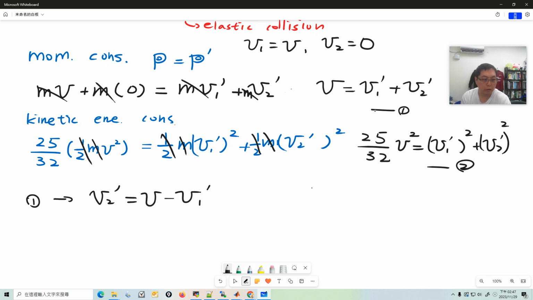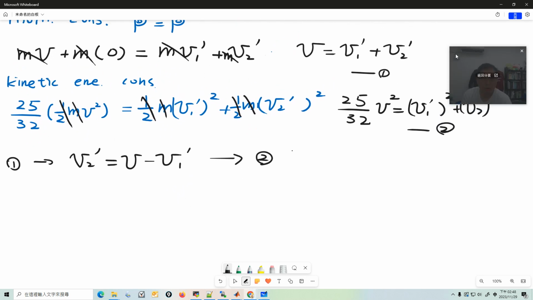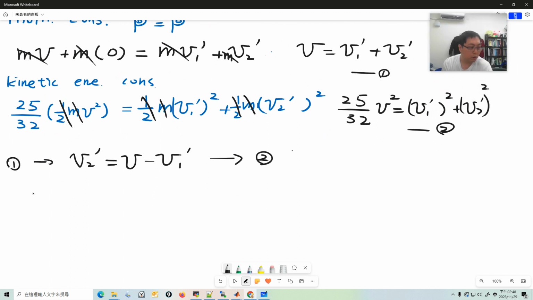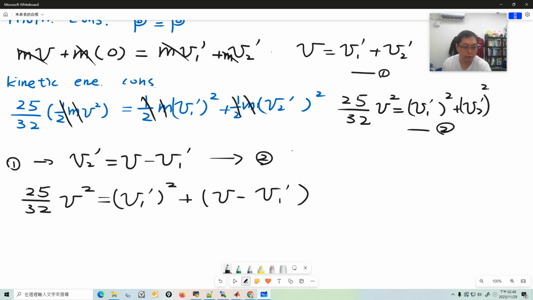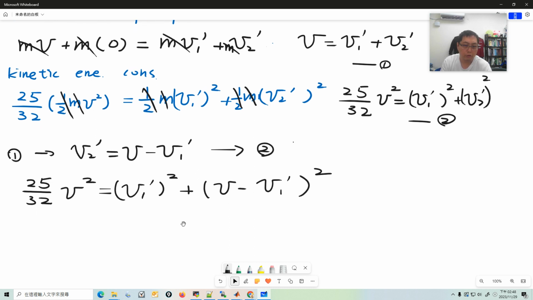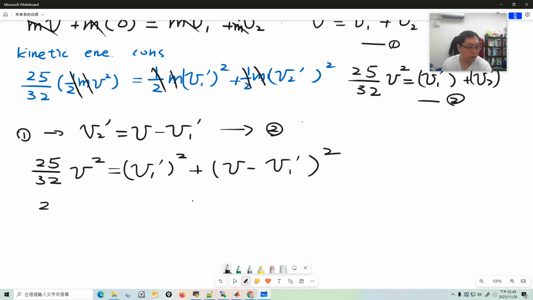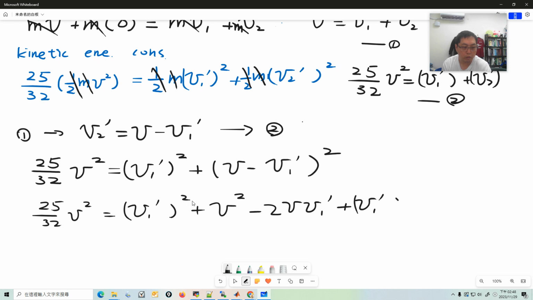When we substitute it into 2, what do we have? We have 25/32 v squared equal to v1 prime squared, which doesn't change, and the v2 prime squared changes, so it becomes (v minus v1 prime) squared. Actually it's not that difficult to solve. So 25/32 v squared is equal to v1 prime squared plus v squared minus 2 v v1 prime plus v1 prime squared.